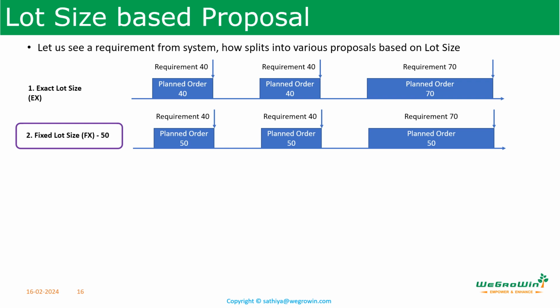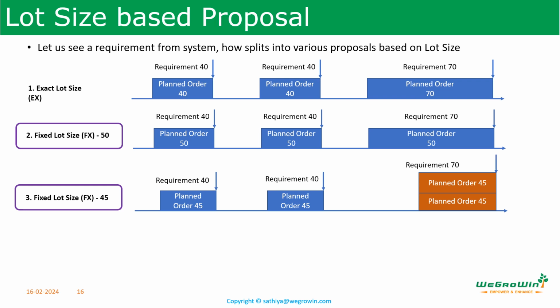See, whatever lot size you put, the system will always balance the requirement versus supply. Please take note of it. This is what we are seeing here. For example, there is a fixed lot size of 45. Now the requirements are the same, 40, 40, 70. So in week 1 it creates 45, in week 2 it creates 45. In week 3 please note it created one planned order of 45, but when we create this, we have created only 45 plus 45 plus 45, that is 135, but the requirement is 150. So the remaining 15 is required, and for that the system has created another planned order of 45.